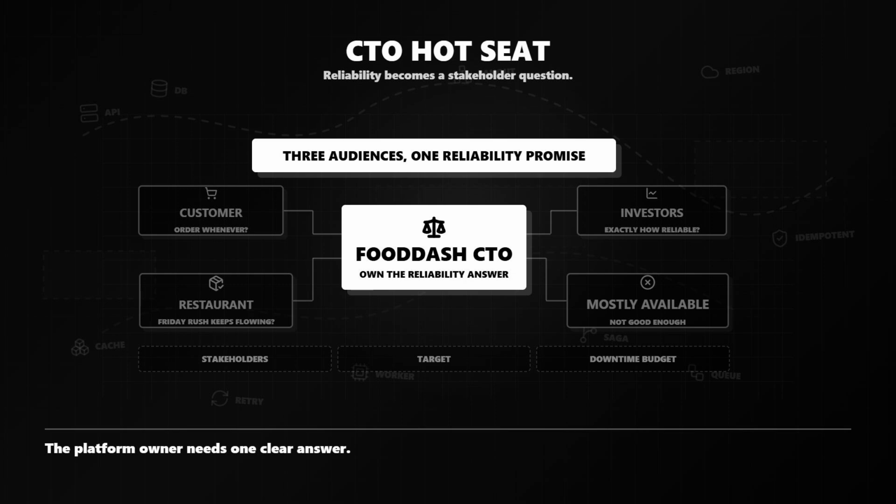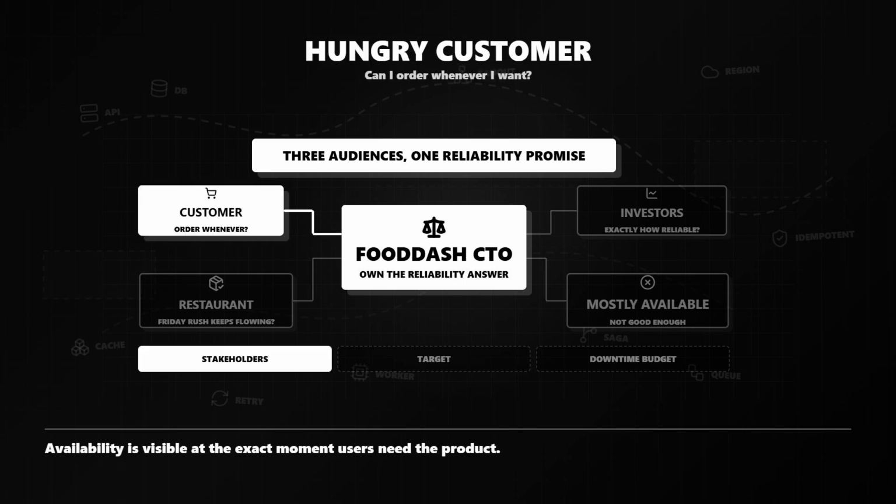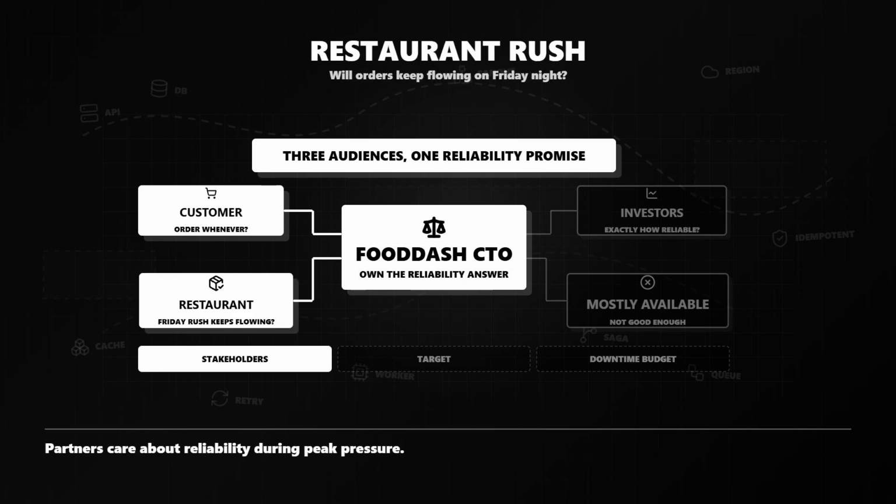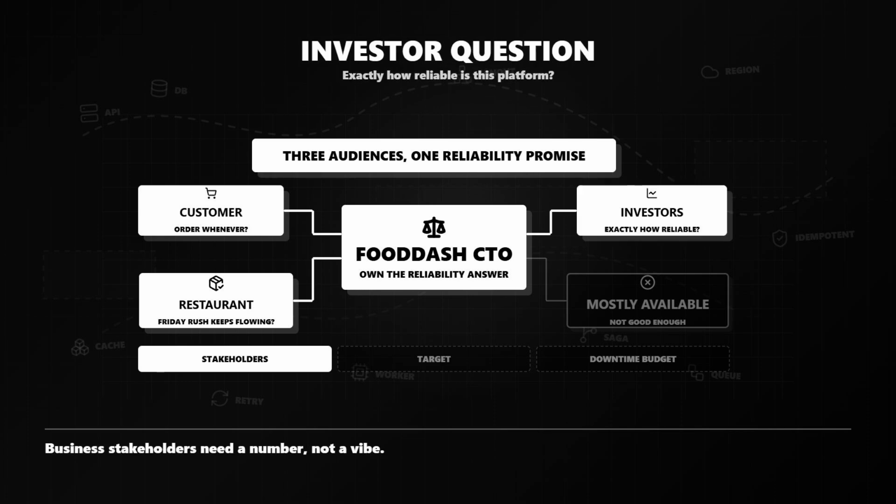Let's put you in the hot seat for a second. Imagine you are the CTO of FoodDash. You've got a hungry customer asking, hey, can I place an order literally whenever I want? You've got a restaurant owner stressing out, asking, are my orders going to keep flowing in during the Friday night dinner rush? And of course, you've got your investors sitting there asking, so exactly how reliable is this platform?